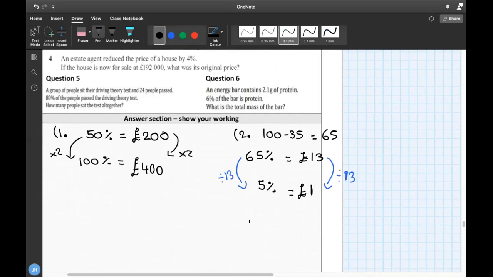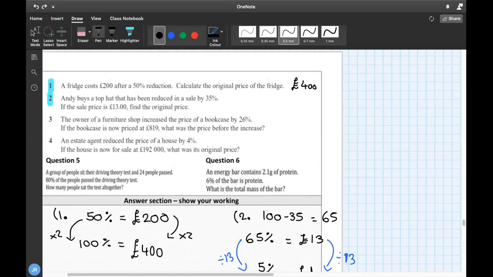I now need to get back to 100%. How do you get from 5% to, sorry, to 100%? Well, 5 times 20 will give you the 100% that you're after. So now we're multiplying £1 by 20, and that will give you £20. Okay, so that one there, question number 2, £20. That was your original price.